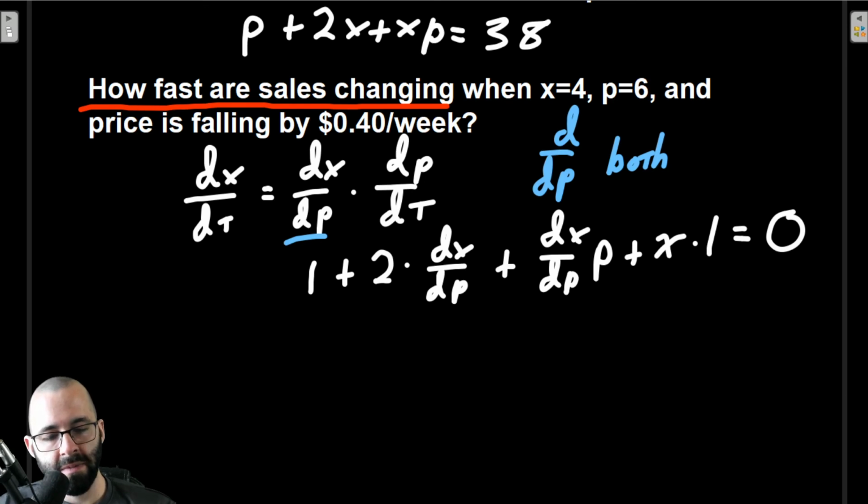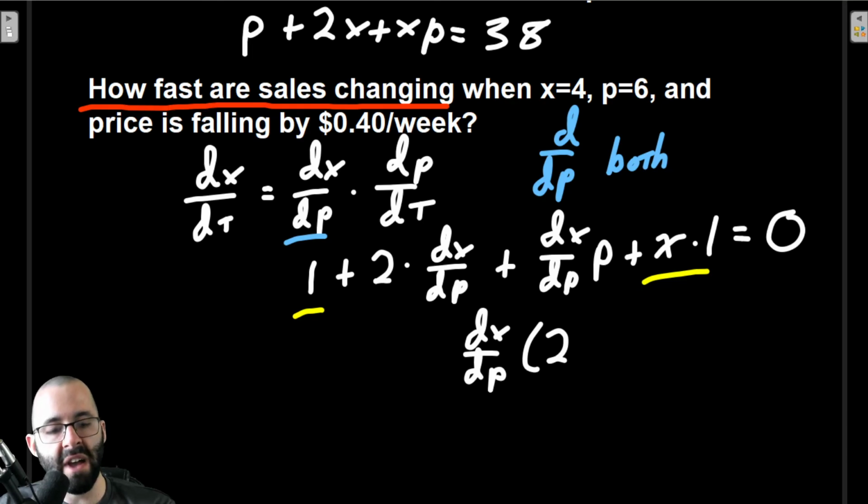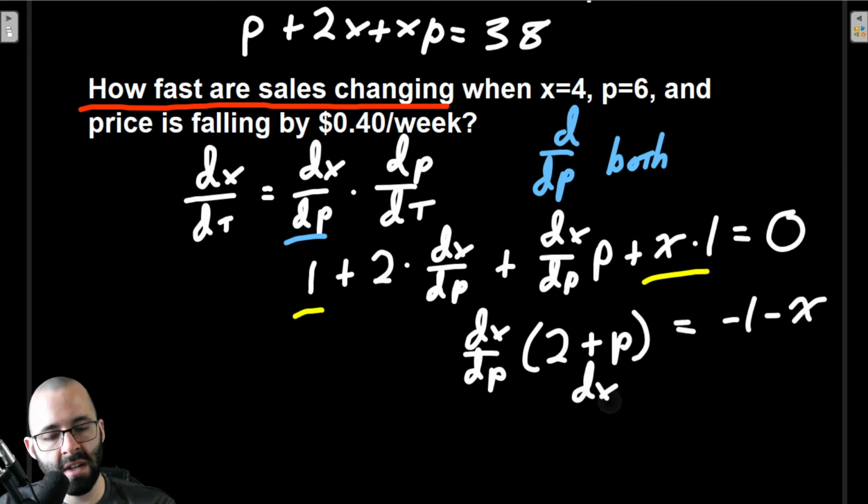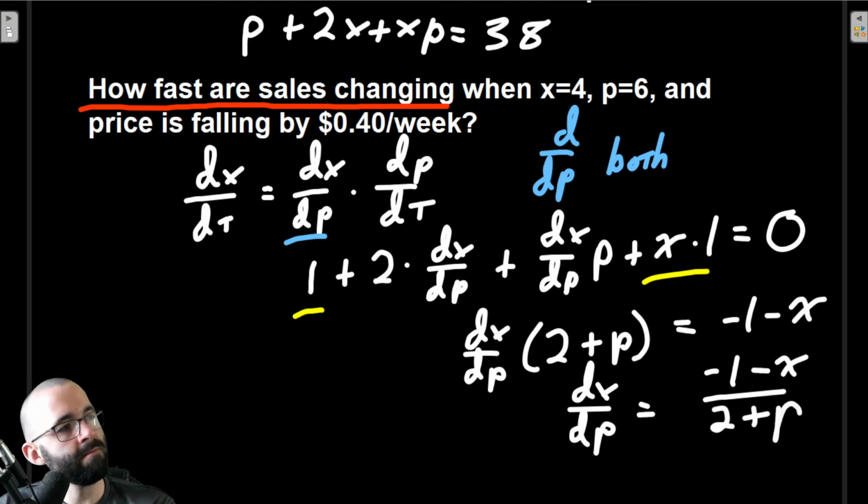All right, so we need to move some stuff over. We need to subtract a 1 over and an x over. We subtract over everything that doesn't have what we're looking for. And what are we left with? We're left with dx/dp, 2 of them, we'll factor it. 2 of them from that first thing, and p of them from the second thing. On the right-hand side is negative 1 minus x. We're almost done. dx/dp is equal to (-1 - x) over (2 + p).